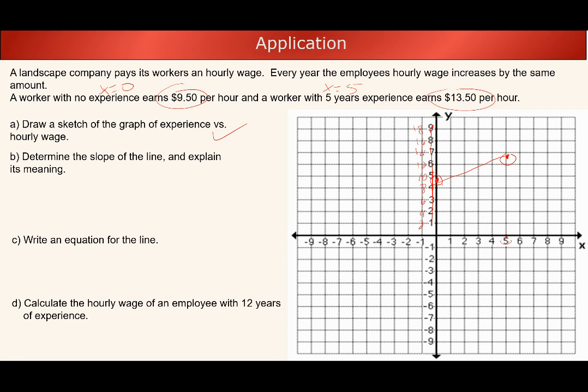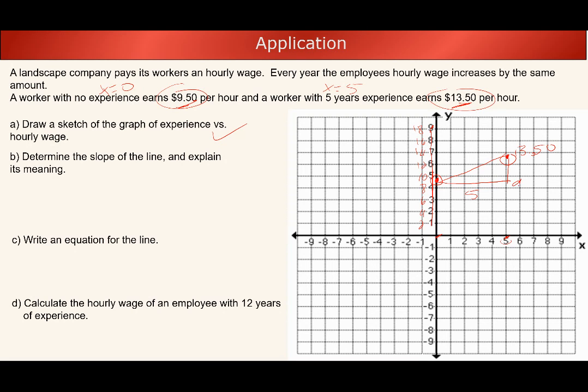Determine the slope of the line and explain its meaning. All right, so the slope of the line is going to be the rise over the run. So the run's easy. It's 5 because we went from 0 to 5, no experience to 5 years experience. The rise is a little trickier. It's going from 9.50 up to 13.50. So how much is that? It's a rise of 4. Let me just write those numbers there.